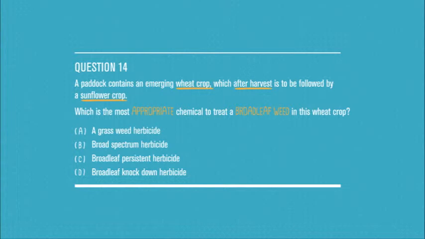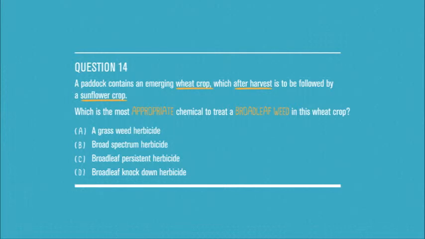In terms of the keywords, the first one is your wheat crop, and after harvest you're going to have a sunflower crop. So they're the keywords from the first statement. And then in the second one, it's appropriate, and then your broadleaf weed. So when we take that information out and look for the correct answer, there's actually a few things you need to be aware of as well. What is the difference between a broadleaf and a narrowleaf plant?